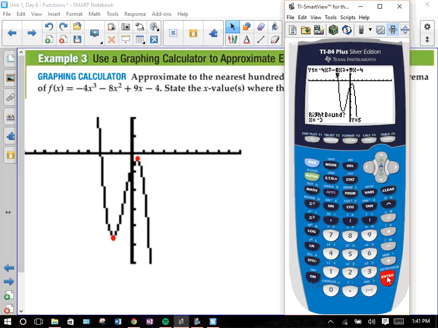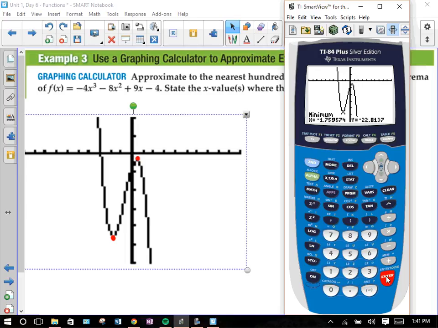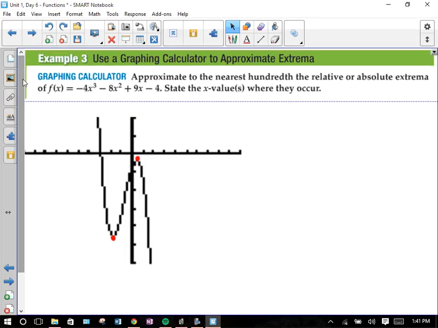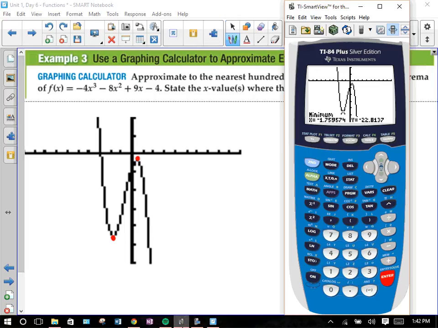You'll see it jumps up, and it looks like a little cursor. Now it says right bound. Someone give me a number to the right of, let's say, -1. 0. So you hit 0. Now it says guess. The calculator is going to guess, and it's going to get it right. Hit enter. It tells you the minimum is at x equals -1.759574 and that the minimum y value is -22.8137. The question says to state the x value for the curve. So the minimum occurs at x equals -1.76, to the nearest hundredth. Does that make sense?